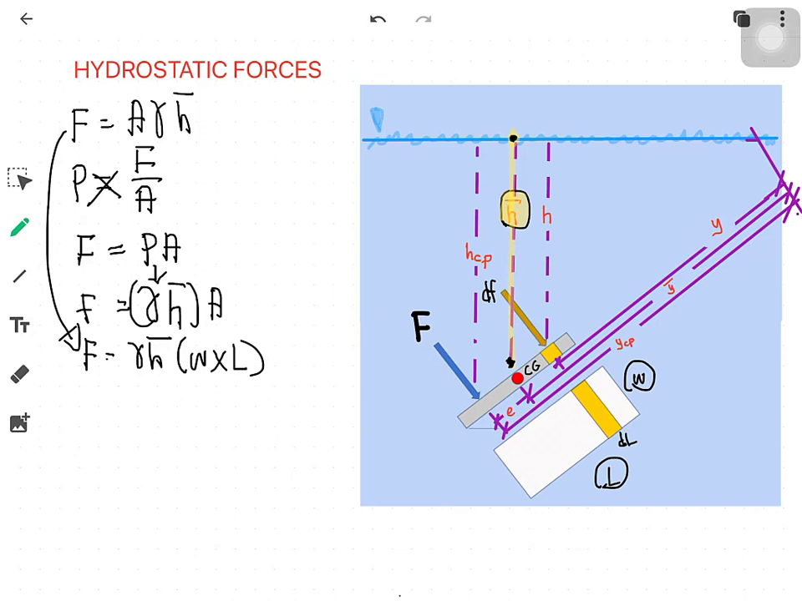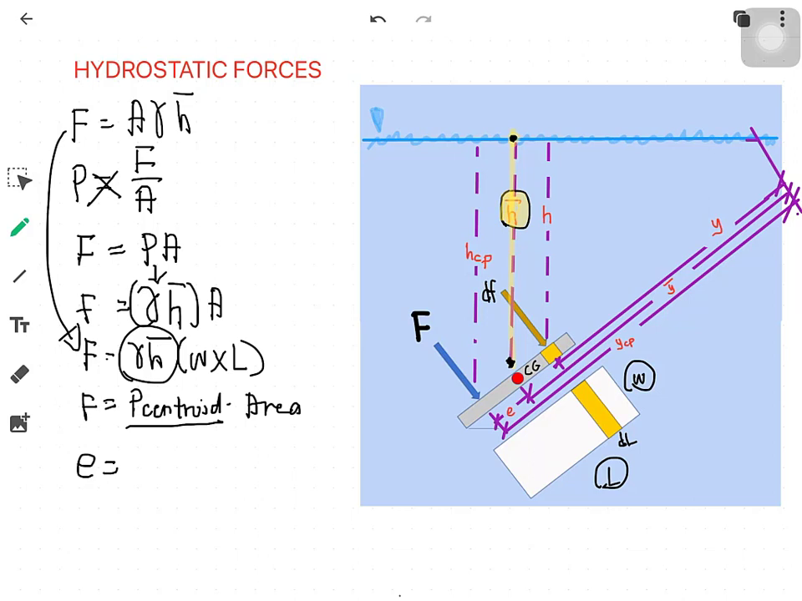And from the definition, the hydrostatic force is the pressure felt by your object in its centroid multiplied by the cross-sectional area. And that pressure at the centroid is equal to the unit weight times the bar H.